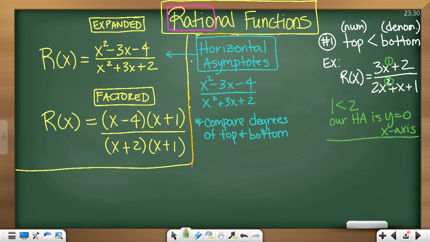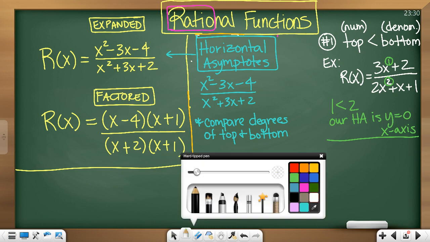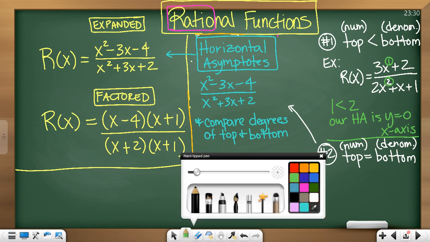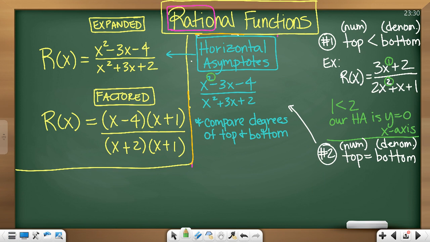All right. Condition number 2 is that the top is equal to the bottom. Basically, the degree of the numerator is equal to the degree of the denominator. That is this example right here that we're working through. If I look at the degree of the top, it's 2. The degree of the bottom is also 2. 2 is equal to 2.